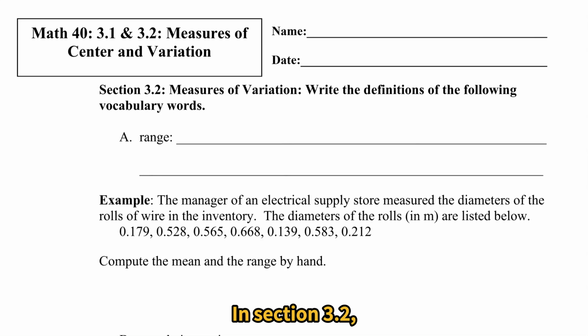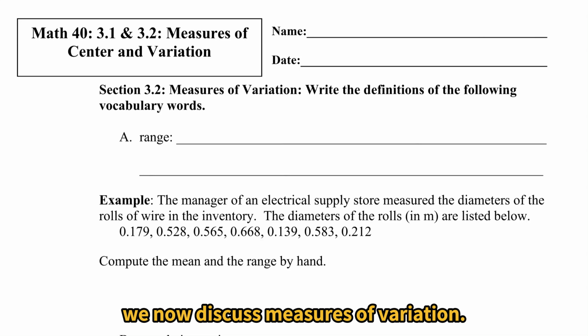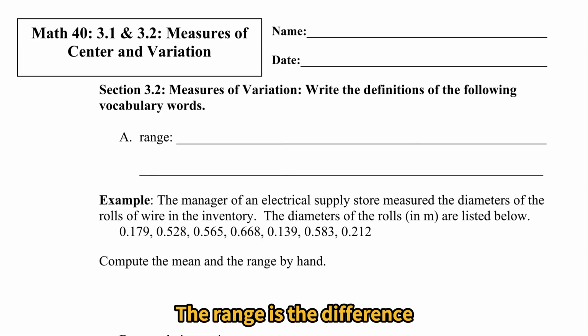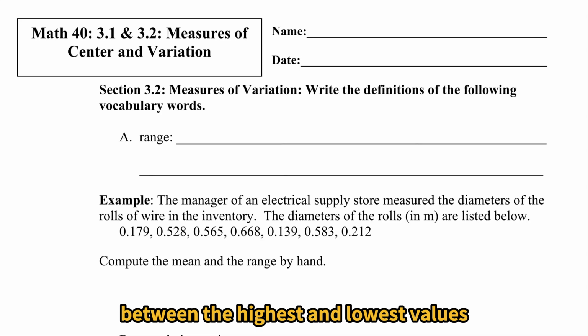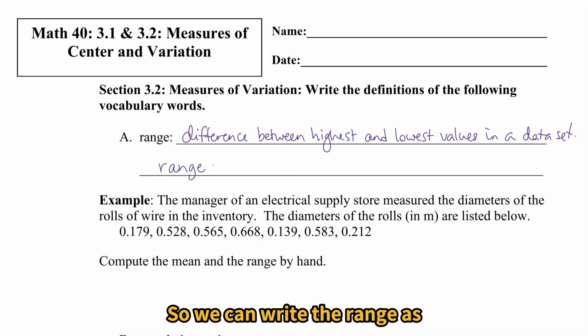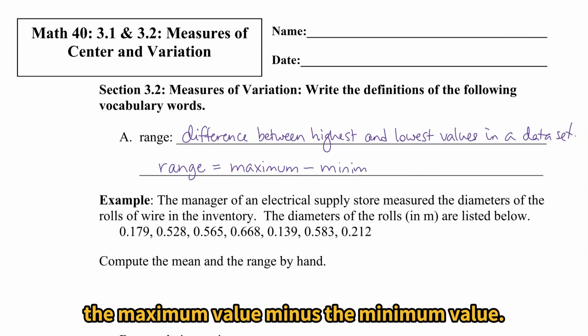In section 3.2, we now discuss measures of variation. The first measure of variation is the range. The range is the difference between the highest and lowest values in a data set. So we can write the range as the maximum value minus the minimum value.